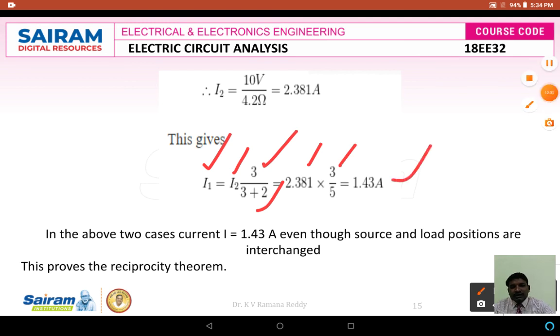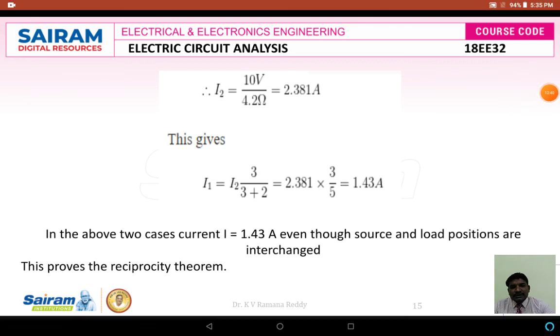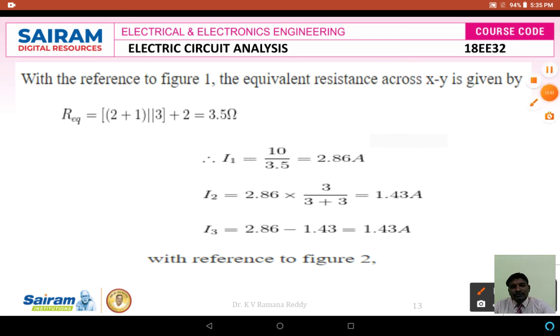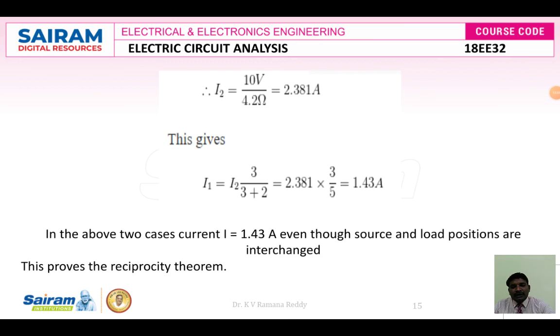If you see the response in AB terminals now, it is 1.43 amperes in case 2. The same value was obtained in case 1 also, that is 1.43 amperes. Therefore the response in both cases is the same. Therefore the ratio of response to excitation, I by V, in case 1 and case 2 is the same. Hence it proves the reciprocity principle or bilateral property principle. Thank you.